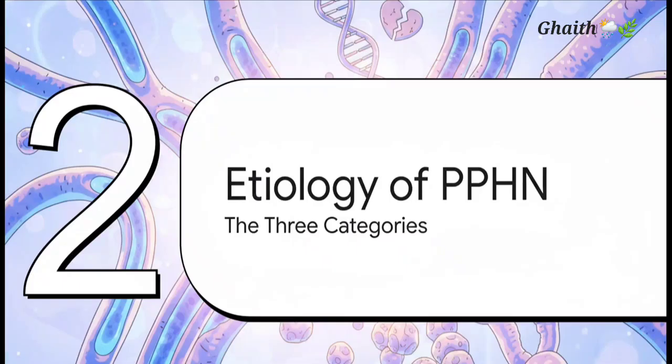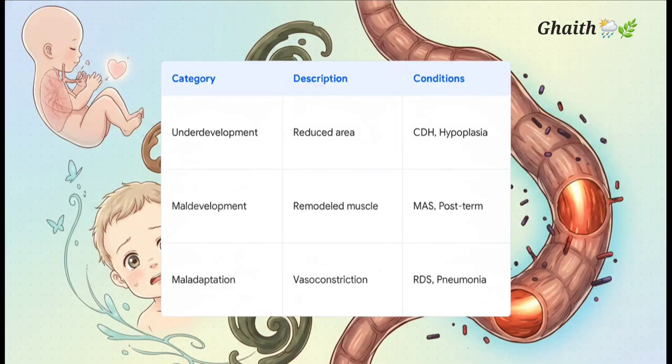Moving on to Section 2, etiology of PPHN, the three categories. Now, while about 15 to 20% of PPHN cases are totally idiopathic, happening in structurally normal lungs, the vast majority are secondary. It really helps to mentally group these root causes into three primary buckets: underdevelopment, maldevelopment, and maladaptation, the three M's and U's.